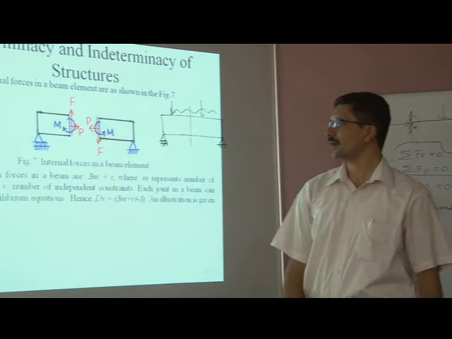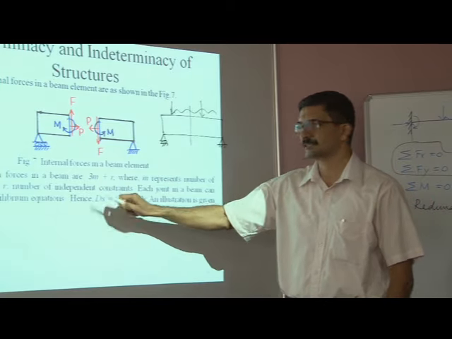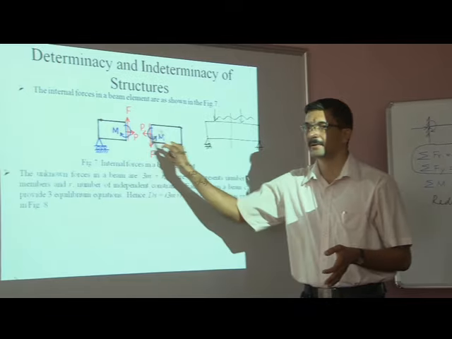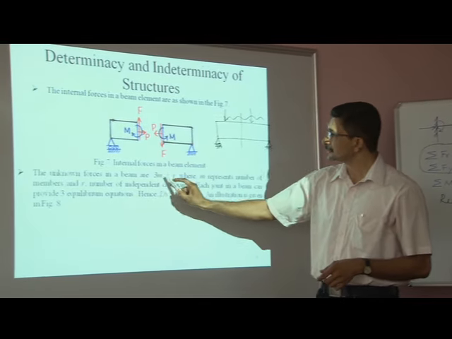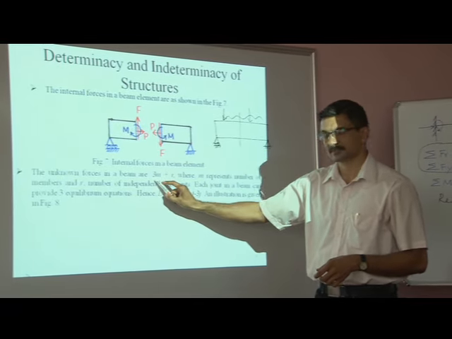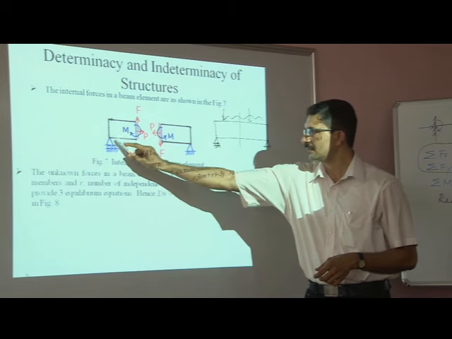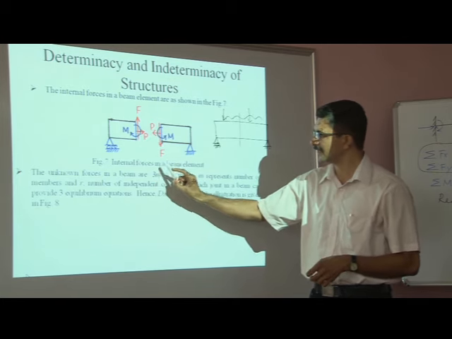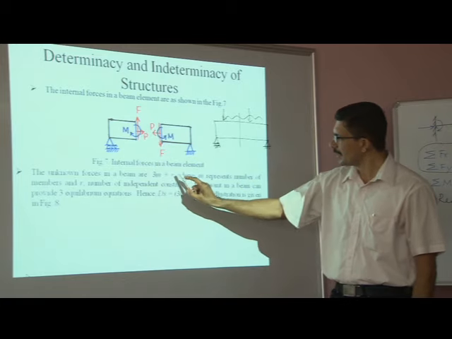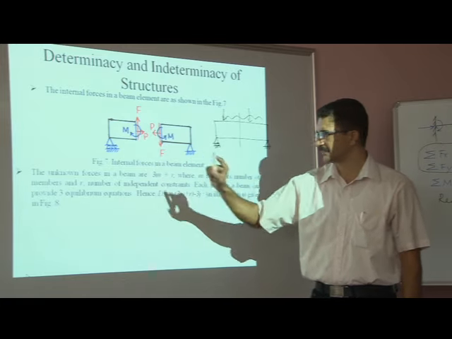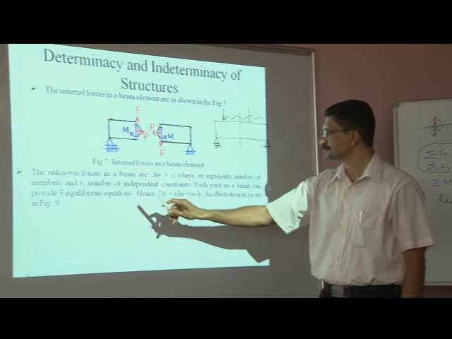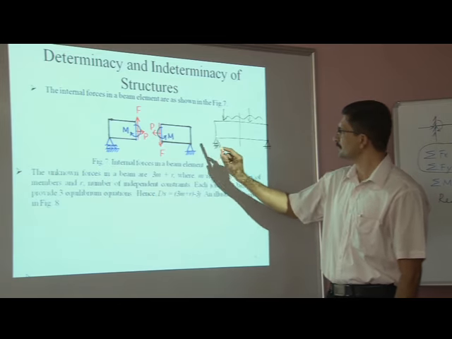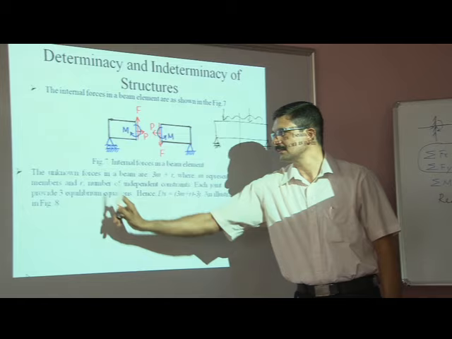Likewise, if you have m number of members in a frame or a structure which consists of such members, such beams, 3m will be the internal forces. 3 for 1 member like that, and m is the number of members, so 3m will be the number of internal forces in such a member, and r is the number of external reactions, as we discussed before. j is the number of joints. Each joint in a beam, each joint like that in a beam can provide 3 equations of equilibrium.